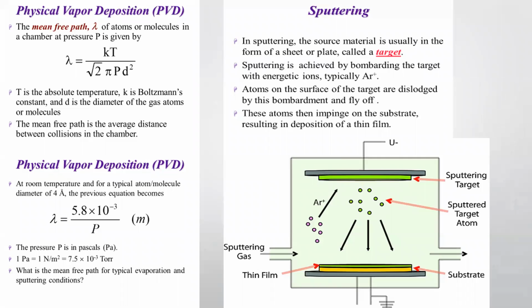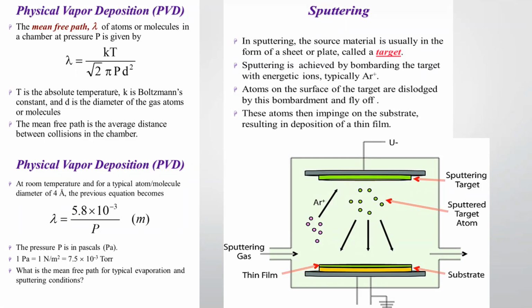Lambda is equal to kT, where k is the Boltzmann constant and T is the temperature, meaning whatever amount of temperature was applied. So small k, capital T, upon root 2 pi capital P d square.